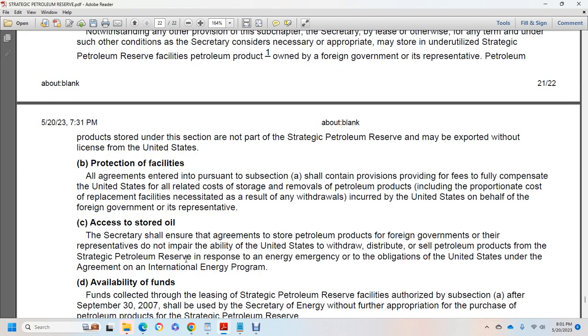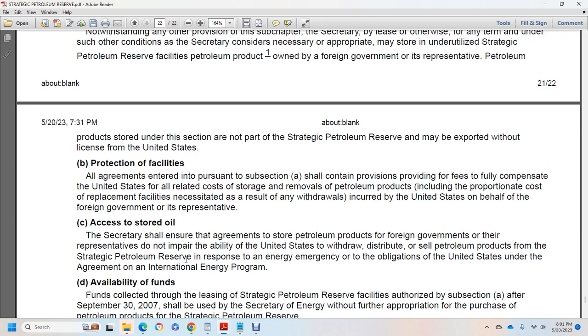Protection of facilities. All agreements entered into pursuant to subsection A shall continue provisions providing that the fees fully compensate the United States. All related costs of storage and removal of petroleum products include proportional costs of replacement facilities necessitated as a result of any withdrawals, incurred by the United States on behalf of the foreign government or its representative.